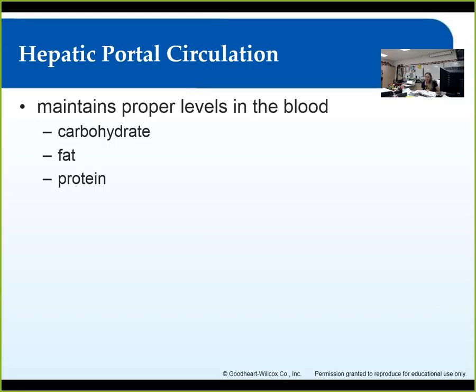It says the veins that drain the stomach, spleen, pancreas, small intestine, and colon. Think about these organs. They're the organs that really absorb our nutrients from our food. So the veins that are coming from those particular organs deliver blood to the liver through the hepatic portal vein.